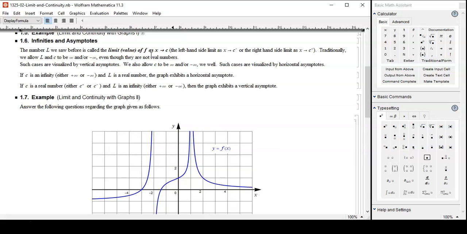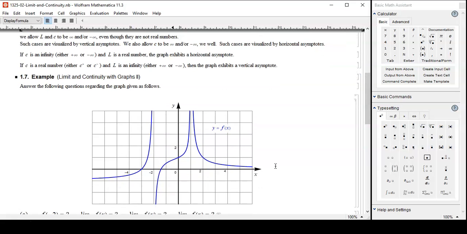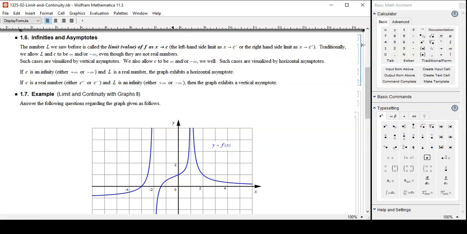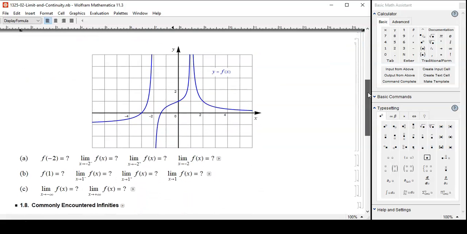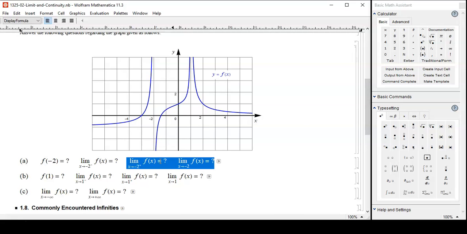Another situation, C is infinity. So as x approaches positive infinity, so I'm moving to the right, and then what happens to the y-coordinate? Looks like it's coming down to 0. To the left, looks like it's coming down to -1 when we have horizontal asymptote. And that's the kind of thing that we can do. And here are example problems. Let's answer the first problem first.